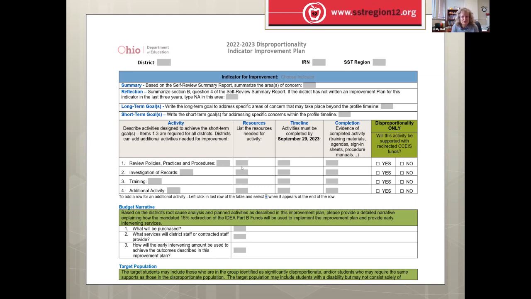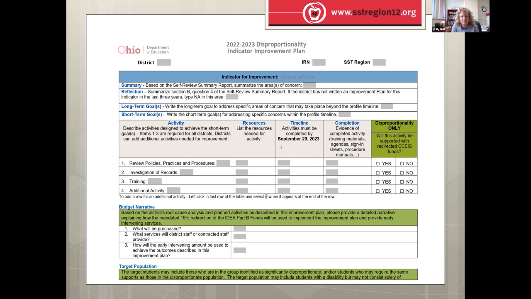SST is usually a resource that's listed. So just to give you some examples of what potential resources may be outlined there. Timelines: they give you the timeline of September 29th in terms of all of the activities that have to be completed. But remember, this plan has to be developed and sent in by the 31st of March.